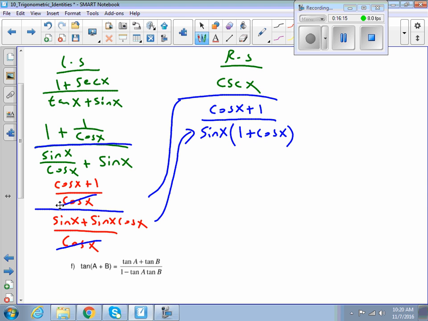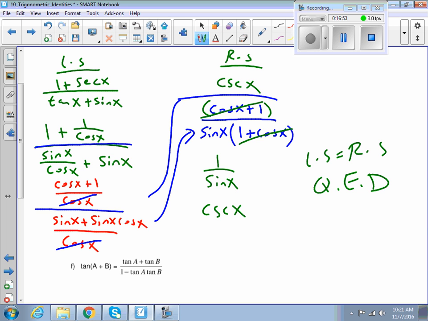Now, do you see anything? Exactly. 1 plus cos x is both in the numerator and in the denominator. Remember, I cannot just, for example, cancel out cos x because it's cos x plus 1. If it was multiplication, I could. But right now, it's the whole term that is the same. And there's a multiplication in the denominator between sine x and that. So I can cancel that out. So I'm left with 1 over sine x. And we know that 1 over sine x is cosecant x. So again, left side is equal to right side, QED. Okay?